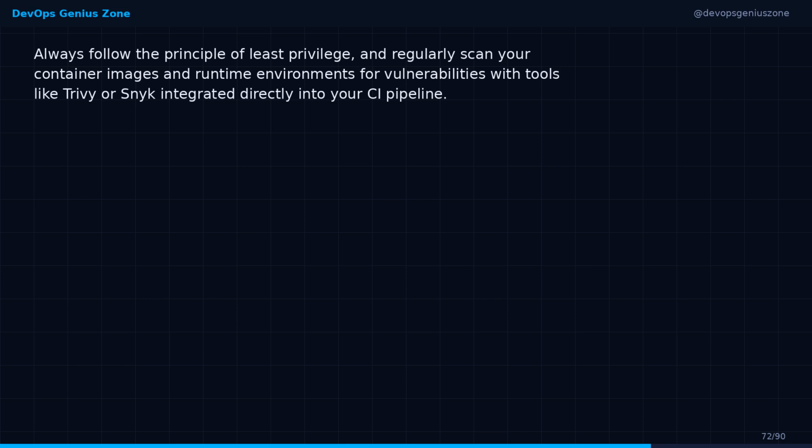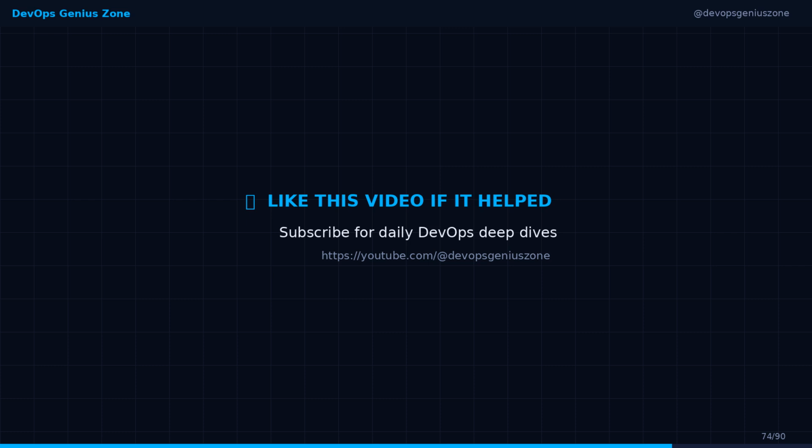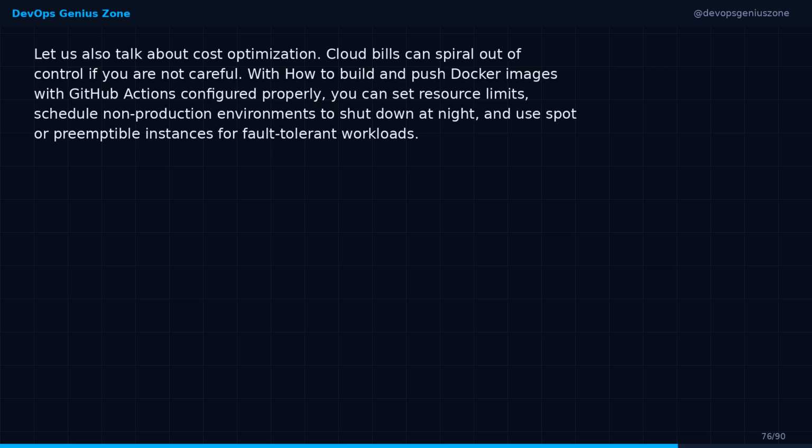Compliance often gets treated as a checkbox exercise, but it doesn't have to slow you down if you build it into how to build and push Docker images with GitHub Actions from the start rather than bolting it on afterward. For example, if access controls and audit logging are part of your initial design, passing a SOC2 audit later becomes a matter of producing evidence you already have, instead of scrambling to retrofit controls onto a system that was never designed with them in mind. That's the difference between compliance as a burden and compliance as a natural side effect of doing things right.